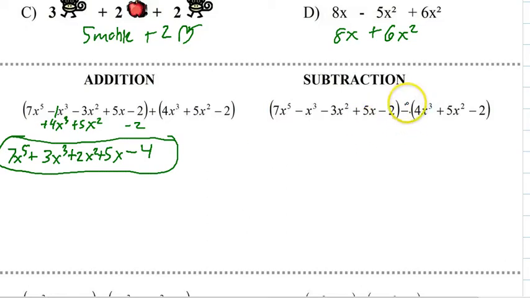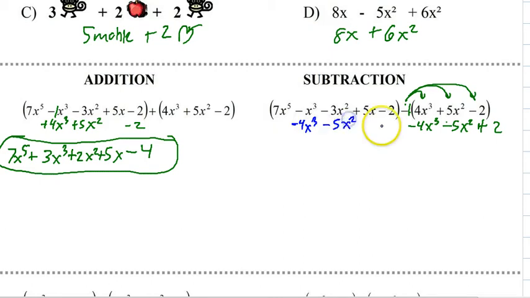Well, with subtraction, remember we're just supposed to use a little distributing. So you want to first change them into what they're supposed to be. So it's minus 4x cubes minus 5x squareds plus 2. And then now we can come over here and put them with their like terms. So x cubes with x cubes, x squareds with x squareds, constants with constants.